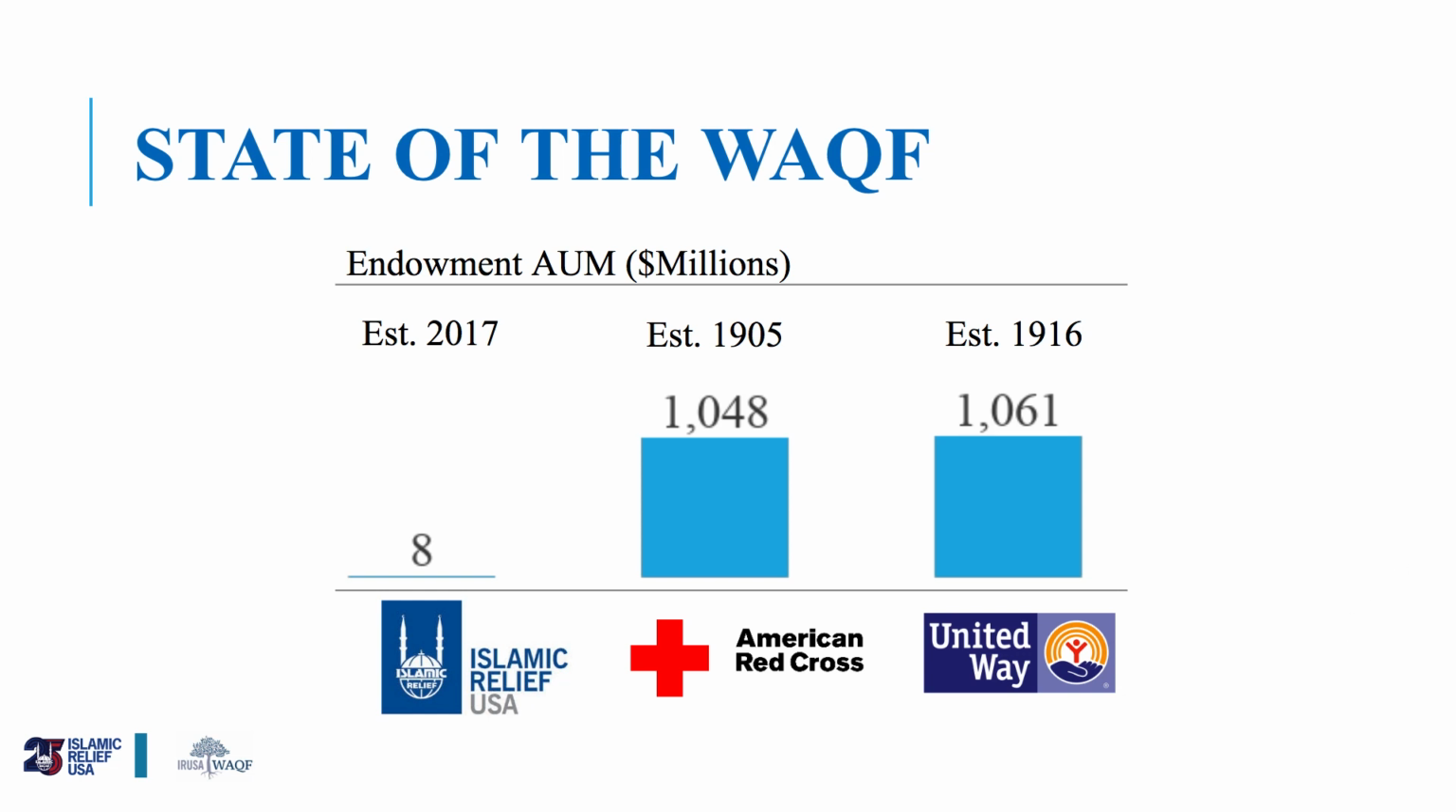If you look at sort of the competing organizations within the United States who offer welfare services and relief services, we have the American Red Cross and United Way, each of which have over $1 billion in funding. But as you can see, they kind of have a head start on us by 100+ years.